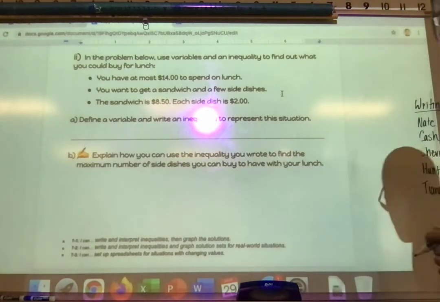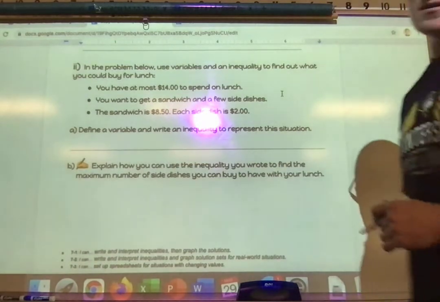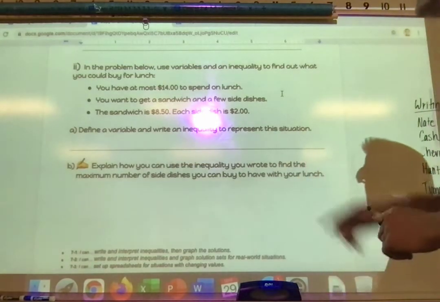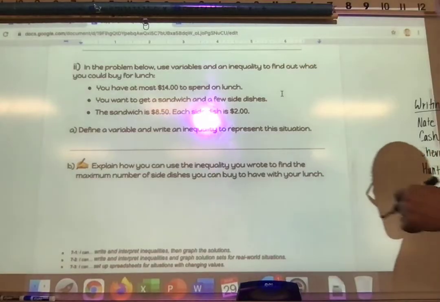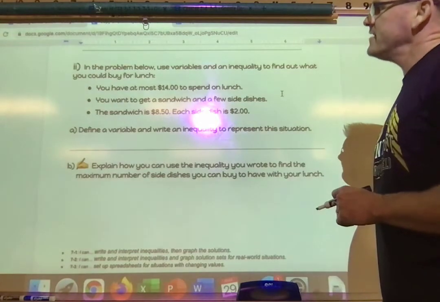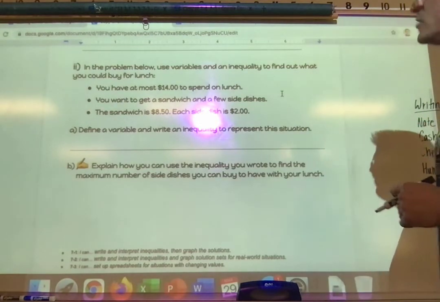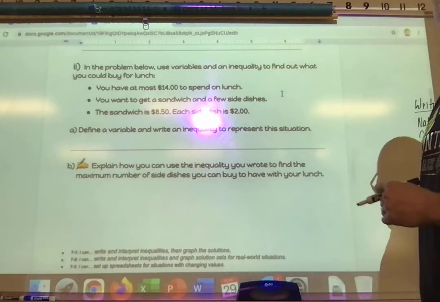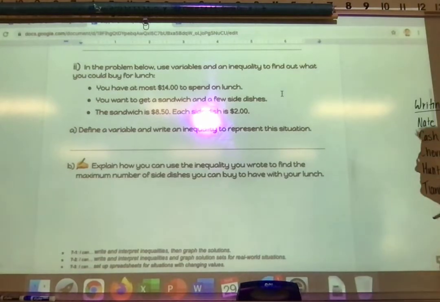All right, so number 2 here. Go ahead and take a quick look here. It talks about we're going to use variables and an inequality to find out what you could buy for lunch here. Okay, in this situation, you have at most $14 to spend on your lunch. You want to get a sandwich and a few side dishes, and the sandwich is $8.50, and each side dish is $2. So we need to define a variable.